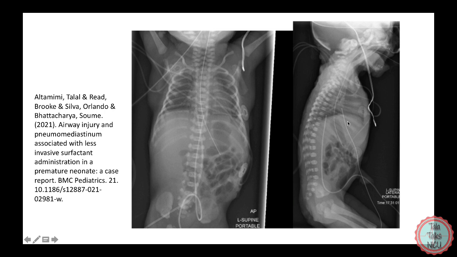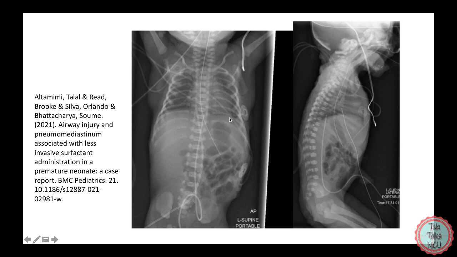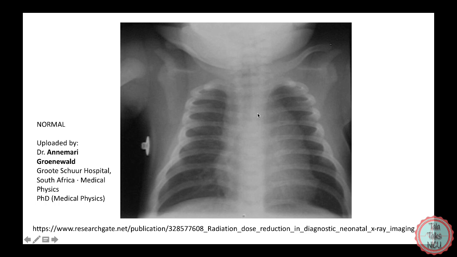Another thing I want to point out here is the number of artifacts that there are on this x-ray. Here you can see the probes and random lines above the baby. Here, luckily, they haven't really gotten in the way of being able to read the x-ray. But remember, if they do, you're going to have to repeat the x-ray, and that's much more radiation. So be really aware before the x-ray is taken how much stuff, all of these extra lines and probes and everything, are actually on the baby.